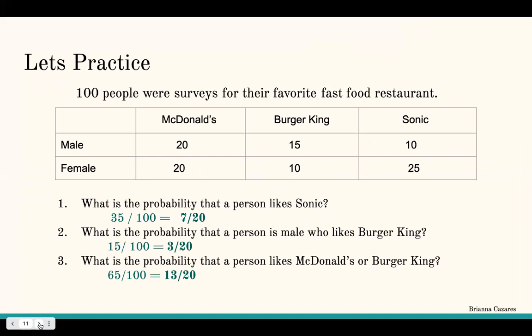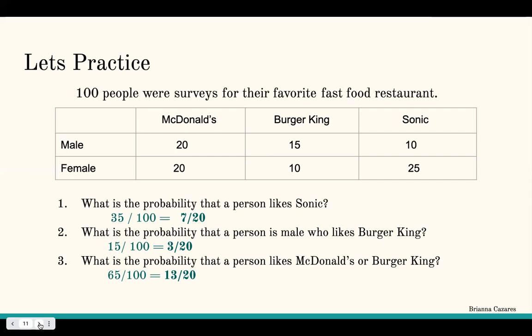Students would have to find the section that says Sonic and calculate how many people in total like Sonic. That would be 35, because there are 10 male and 25 female who like Sonic. So it would be 35 out of 100 since there were 100 people surveyed. To simplify, 35 over 100 equals 7 over 20. That would be the probability of a person liking Sonic.